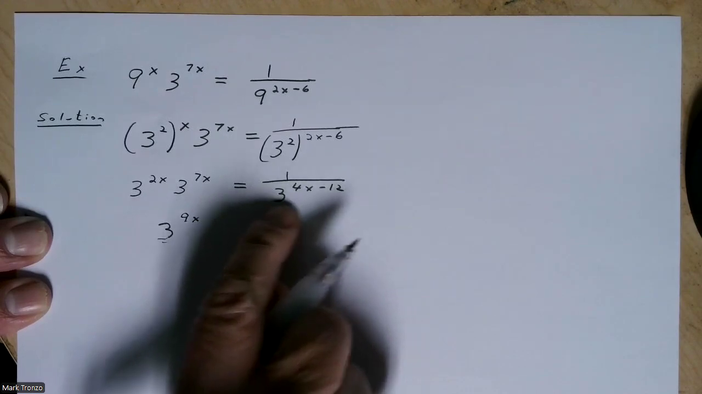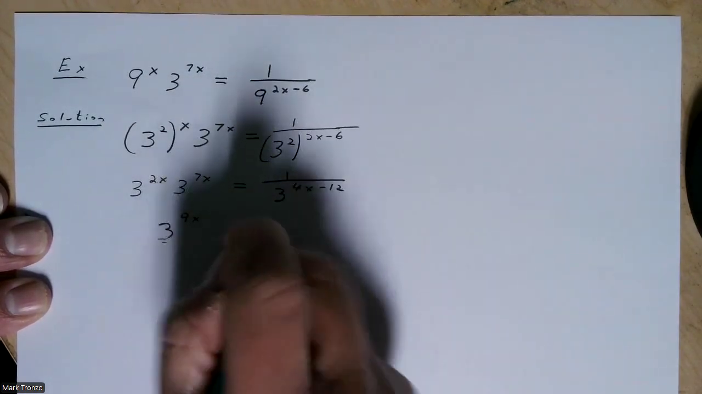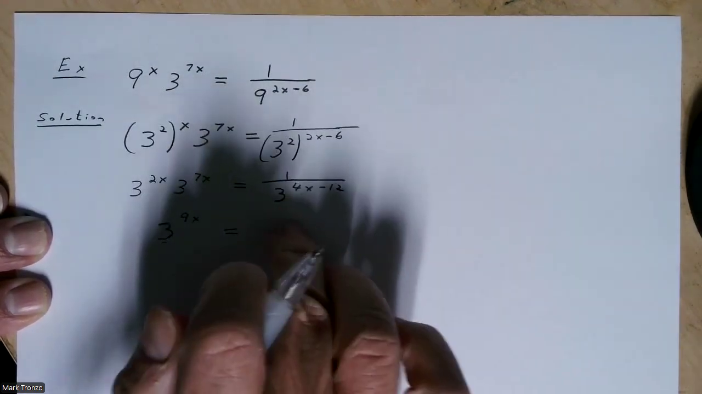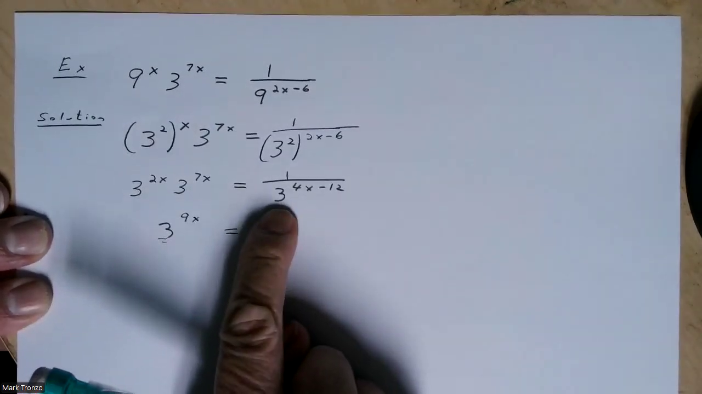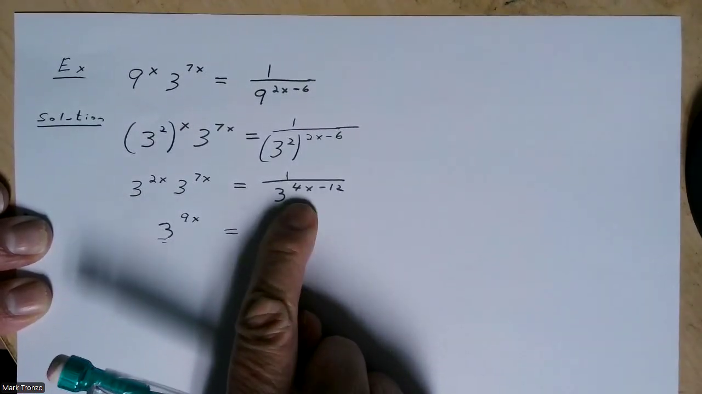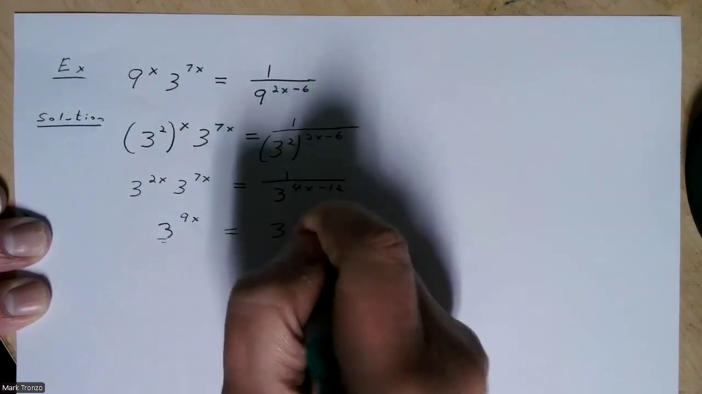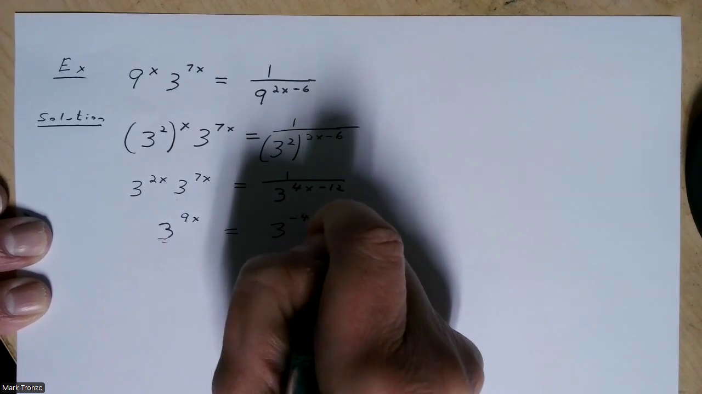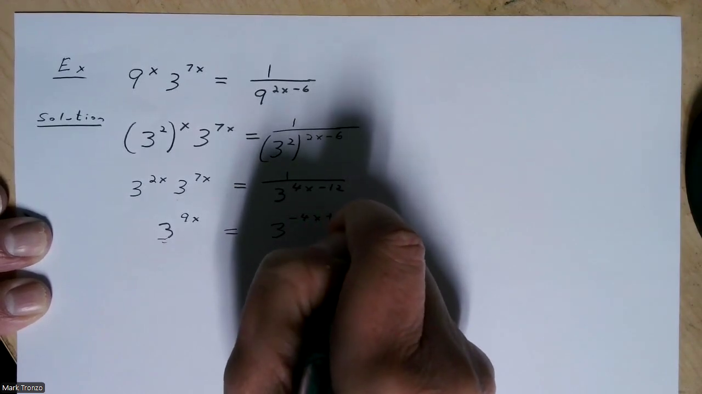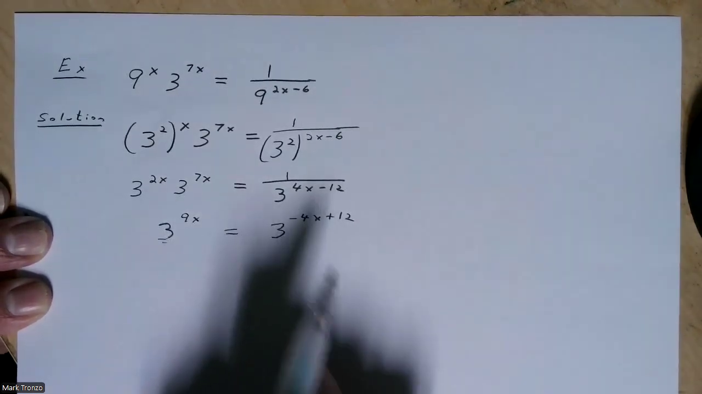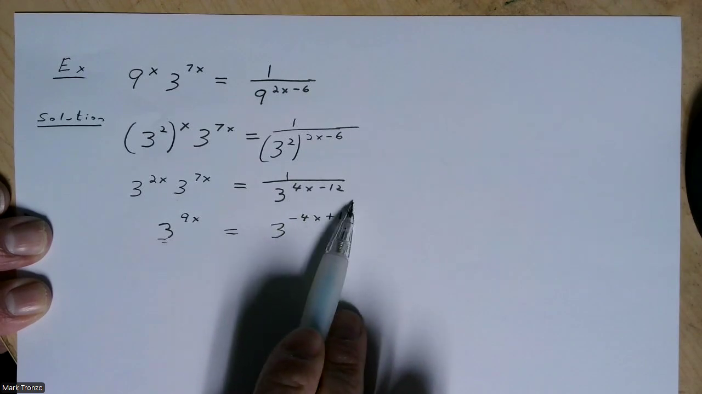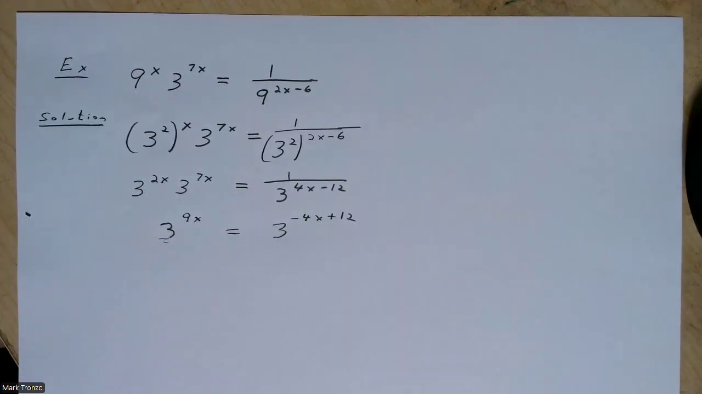And then we're going to bring the right-hand side from the denominator to the numerator. Remember, we have to change the sign of the exponent when we do that. So if we bring that up, this is going to change to minus 4x plus 12, because we had to change the sign of the exponent when we did that.